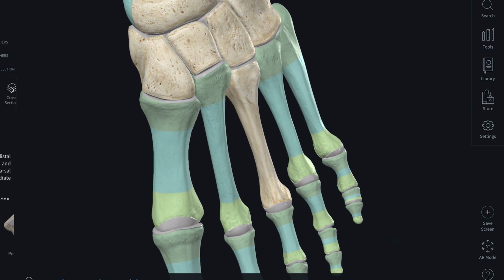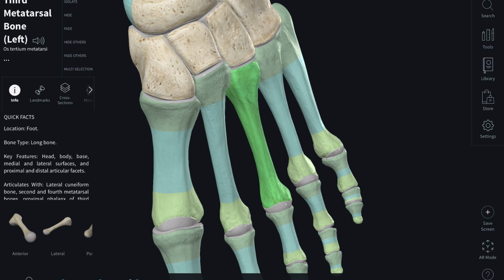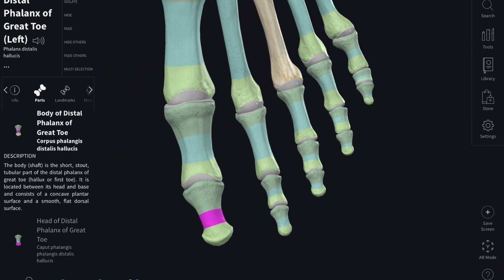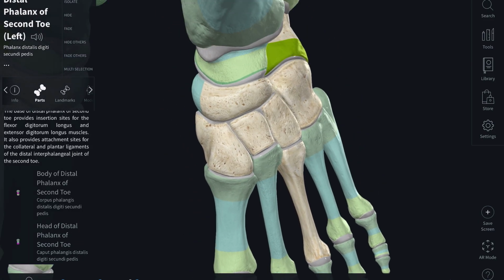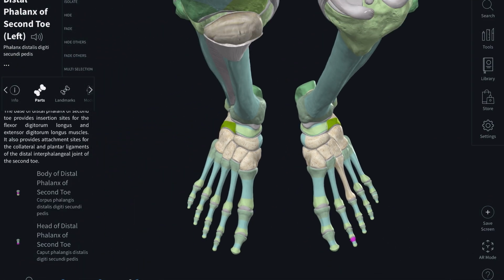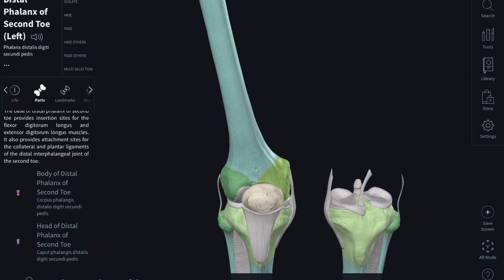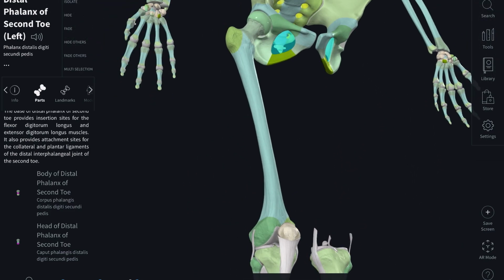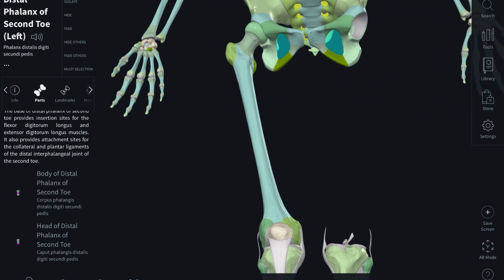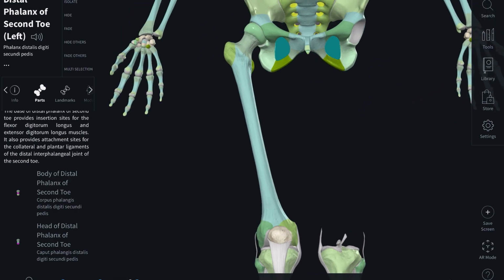Here's your metatarsals, and then you actually have phalanges as well in your feet. Okay. So that's it for the bones and some of the ligaments that you'll find in the lower body. Hopefully this video helps to see it kind of like this, and we'll see you guys in the next video.